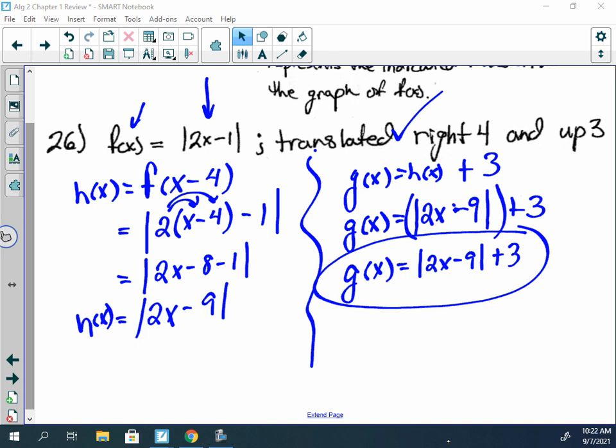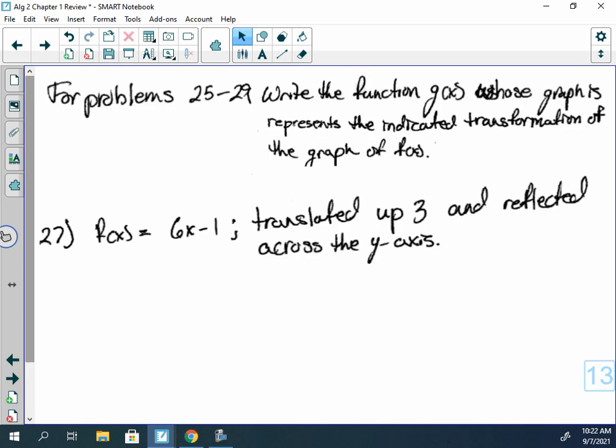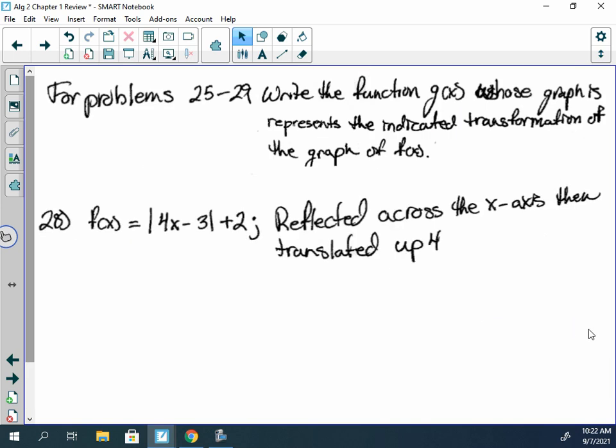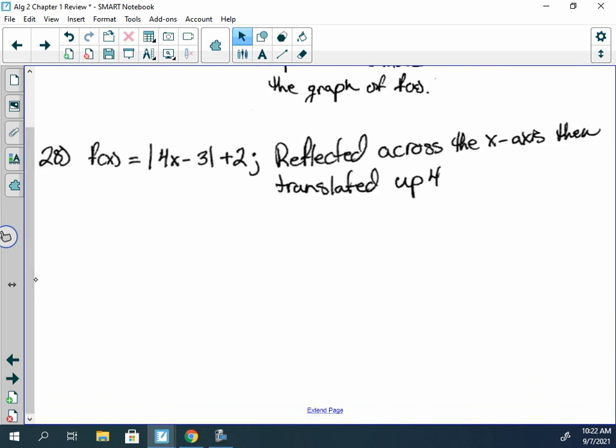Any other questions on these here, these transformations, up, down, left, right, vertical stretch, horizontal stretch and shrink, or our reflections? So questions on 25 through 31. Is there another one of those that y'all want to look at? Okay, 27, 28. So again, I'm always going to just take it one at a time, reflected across the x-axis, then translated up 4.